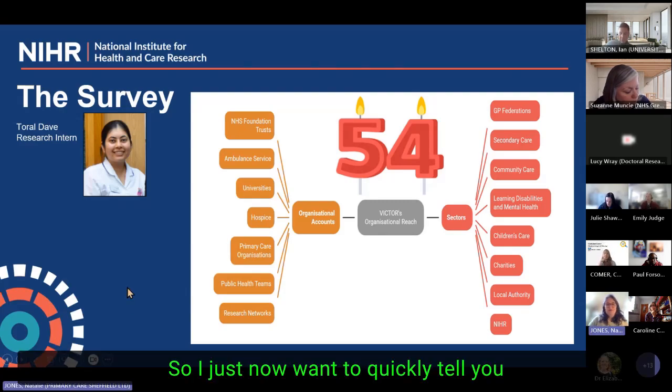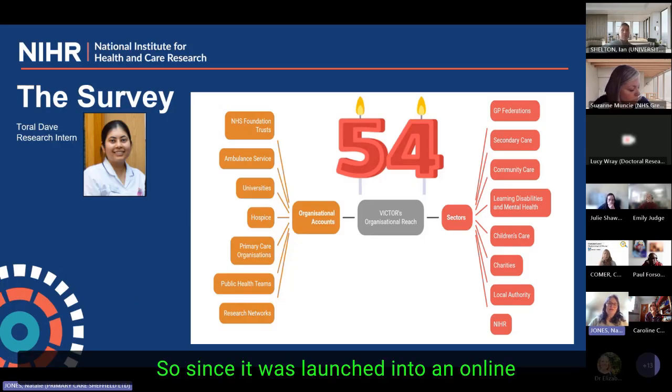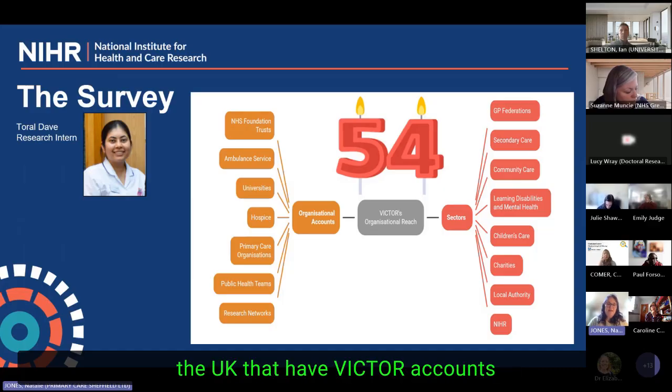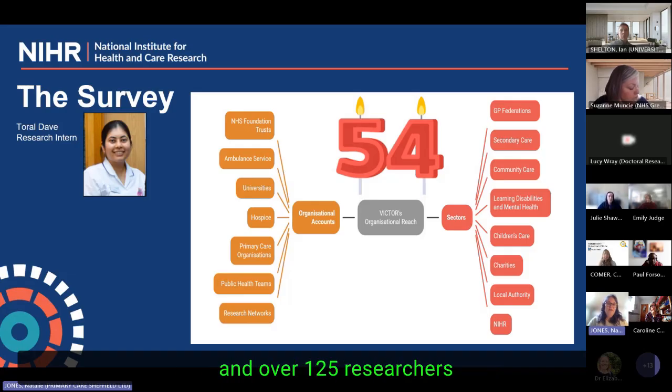So I just now want to quickly tell you about the spread of Victor. Since it was launched as an online platform back in 2023, we've now got 54 organisations across the UK that have Victor accounts, and over 125 researchers and clinicians using Victor as well.